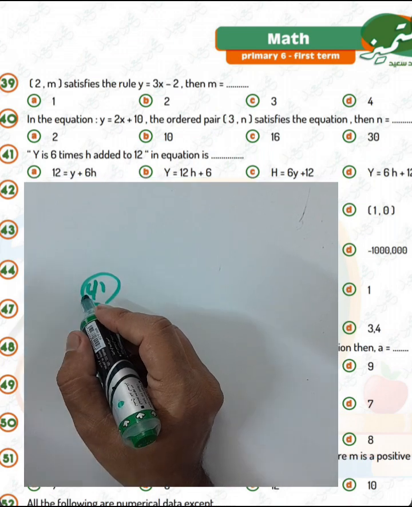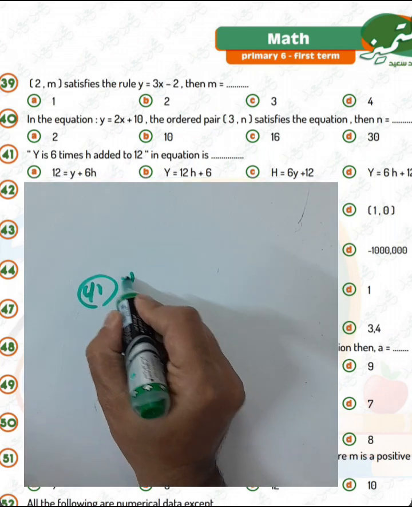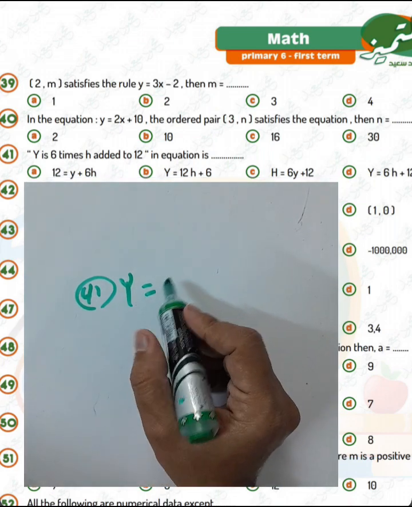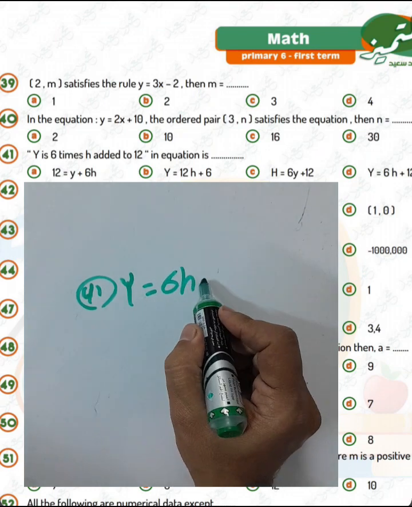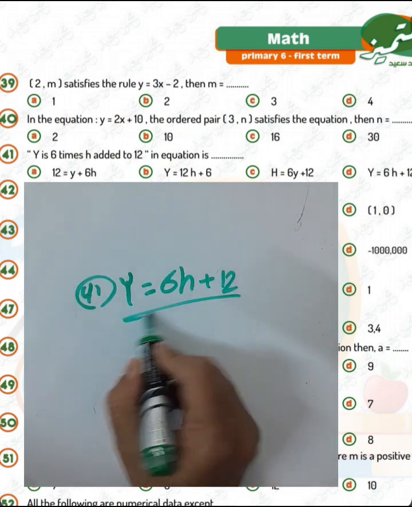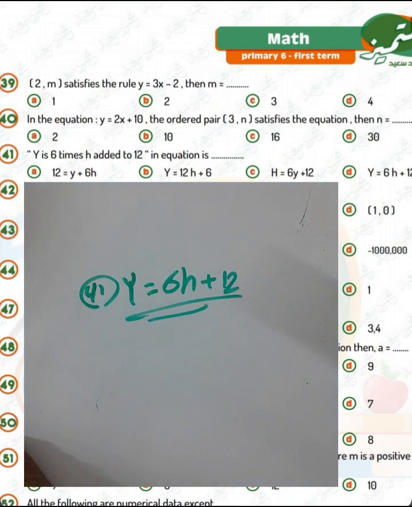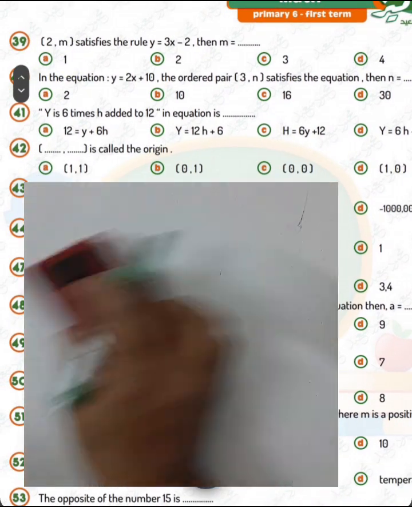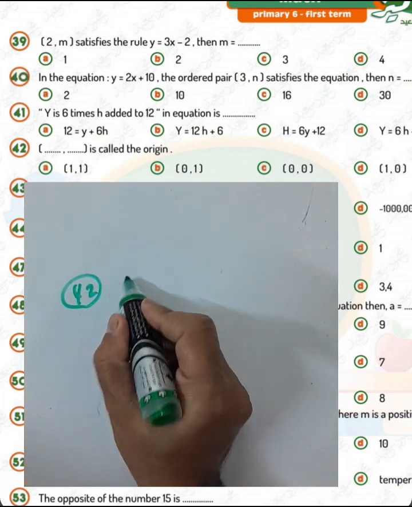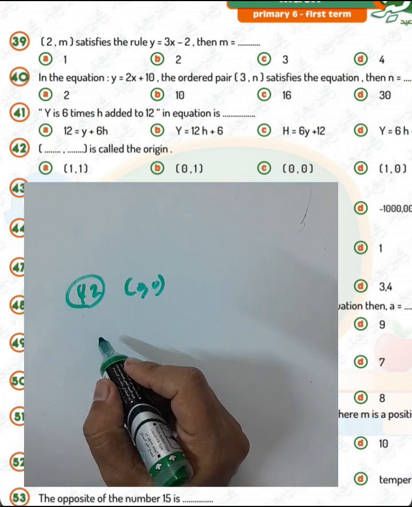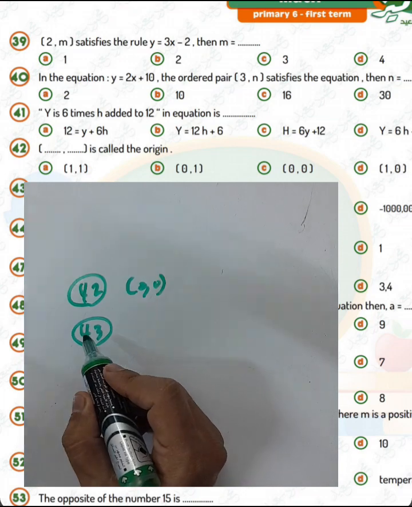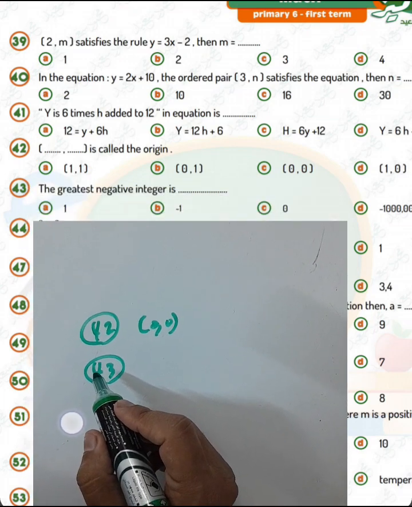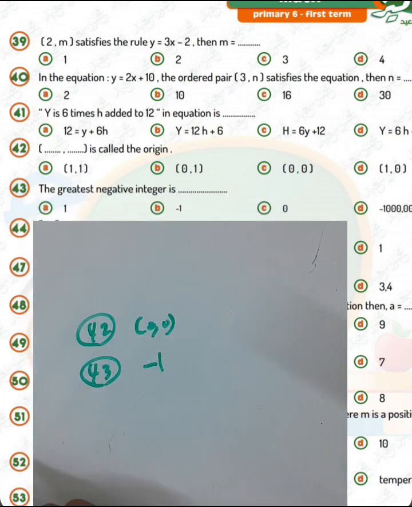y is 6 times h, which will be 6h, added to 12. Okay. Question 22. The space is called the origin point. It will be 0 and 0. Question 42. 0 and 0 will be the origin point. Question 43. The greatest negative number will be negative 1.